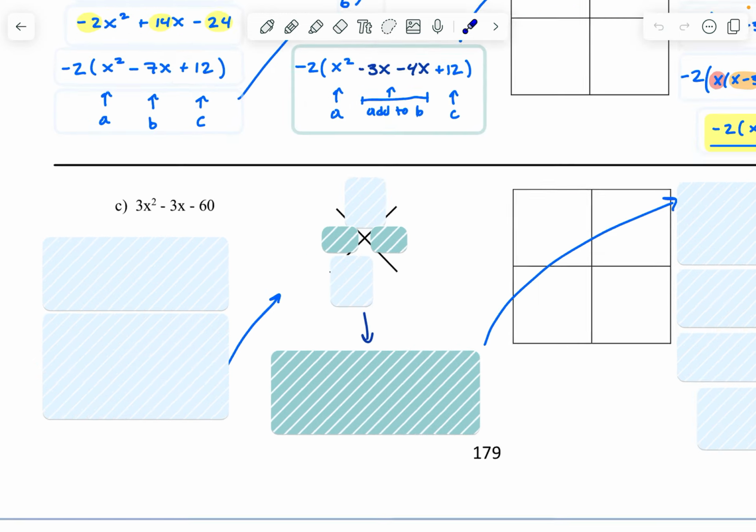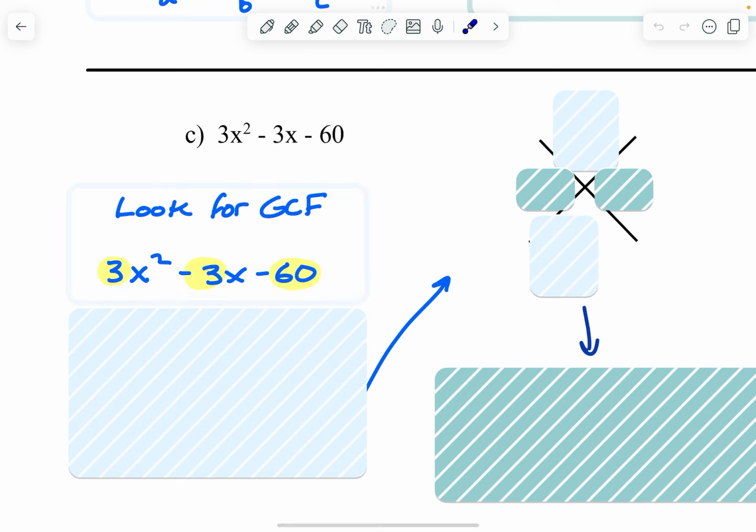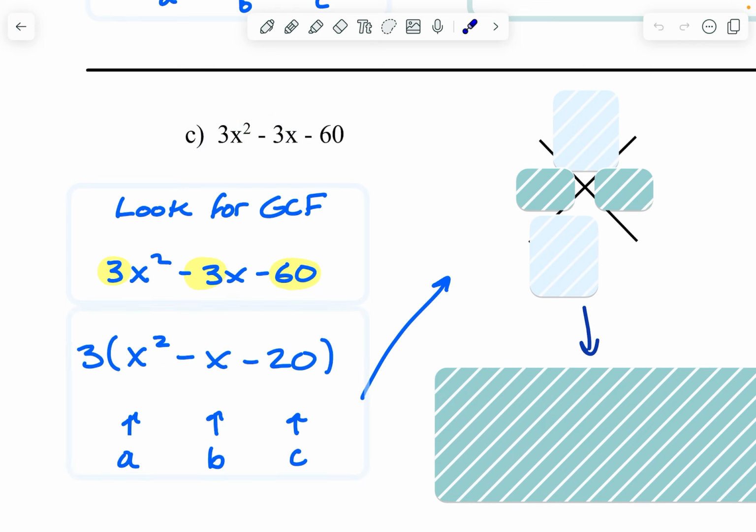Okay. First things first, greatest common factor. Not all the terms have an x, so I can't take an x out of there. 3, negative 60. All of those numbers are divisible by 3. So I'm going to take that 3 right on out. 3x squared now just turns into x squared. Negative 3x just turns into negative x. And negative 60 divided by 3 is negative 20. My a is 1, my b is negative 1, my c is negative 20.